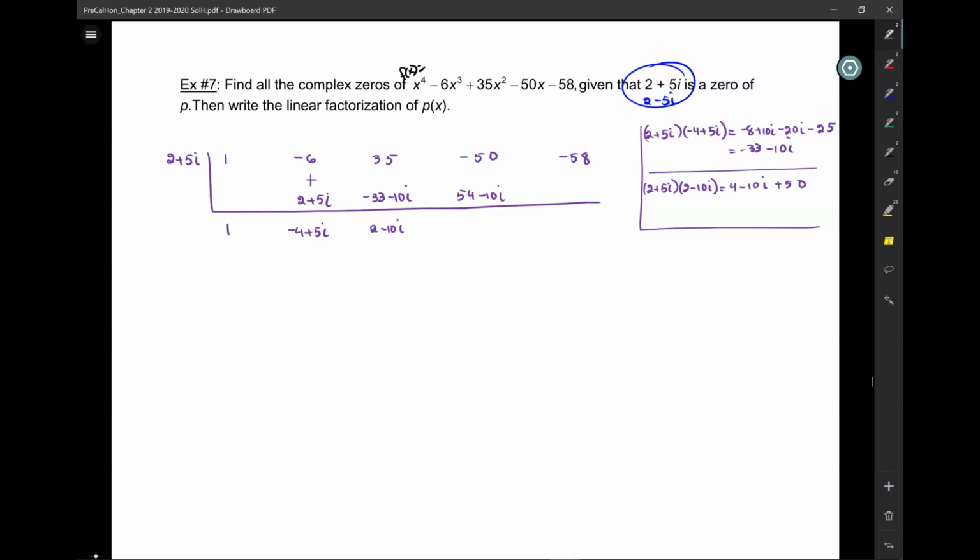I combined them in my head. So 10i, okay, so 4 minus 20i plus 10i is minus 10i. So here I get, what do I get? 4 minus 10i. And now I'm going to multiply 2 plus 5i, 4 minus 10i.